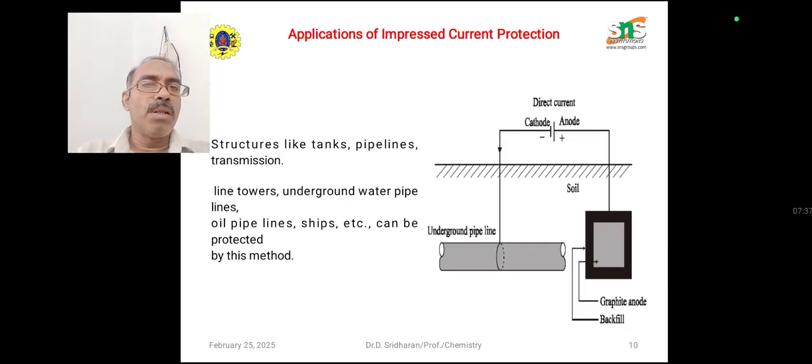This diagram shows the impressed current protection. We make these connections: the negative terminal connects with the underground pipeline, and the positive terminal connects with the graphite anode. Structures like tanks, pipelines, transmission line towers, underground water pipelines, oil pipelines and ships can be protected by this method. Thank you.